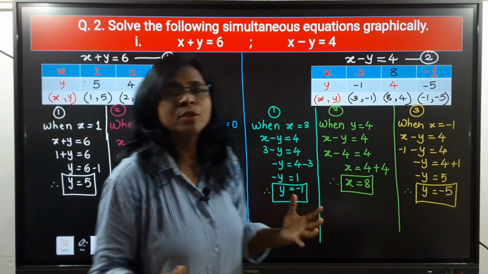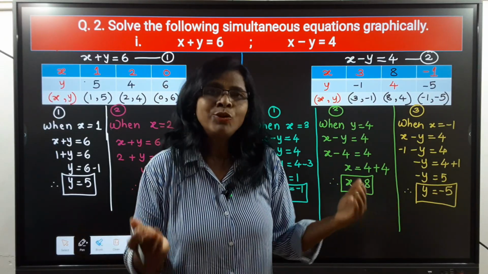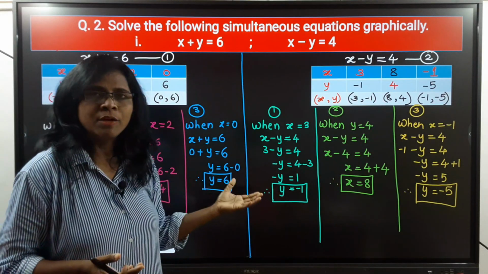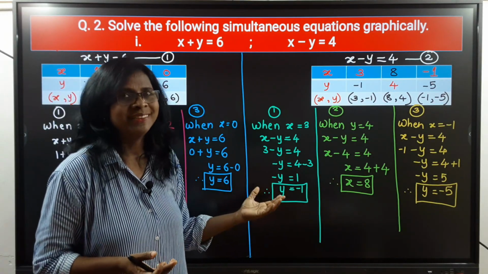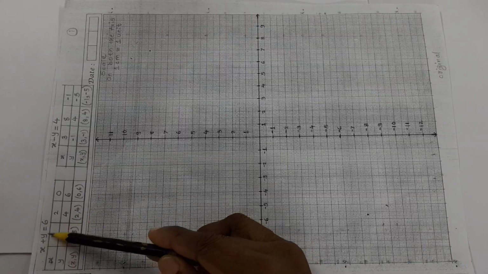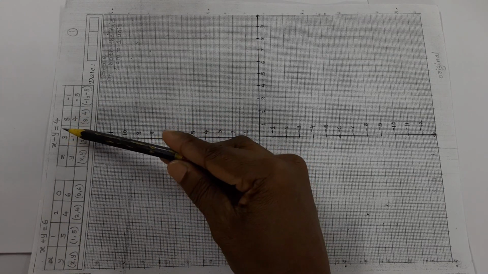And now here, students, we are ready to draw the graph on the graph paper. So let us draw the graph for these simultaneous equations and get the solution. These are the coordinates for the equation x plus y is equal to 6, and these are the coordinates for the equation x minus y is equal to 4.